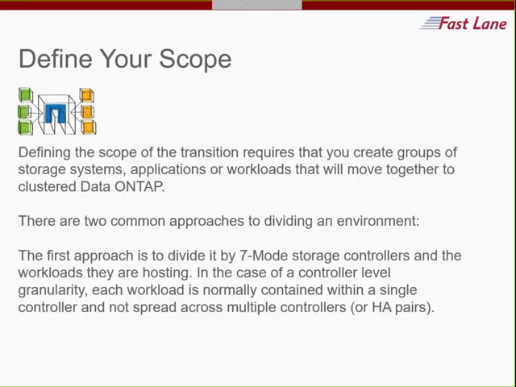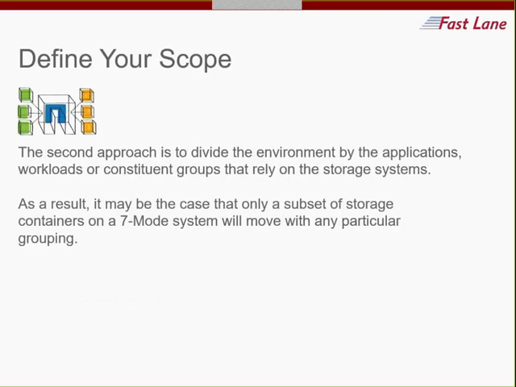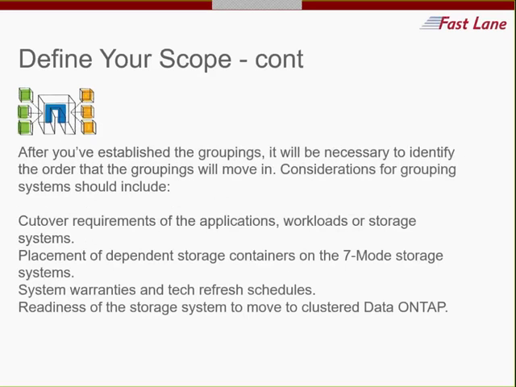The second approach is to divide the environment by the application workloads or constituent groups that rely on the storage system. As a result, you may end up in a situation where you have both 7-mode and cluster mode running in parallel with each other while you do the transition process. So once you've discovered or established your grouping, it will be necessary to identify the order that the groupings will move in.